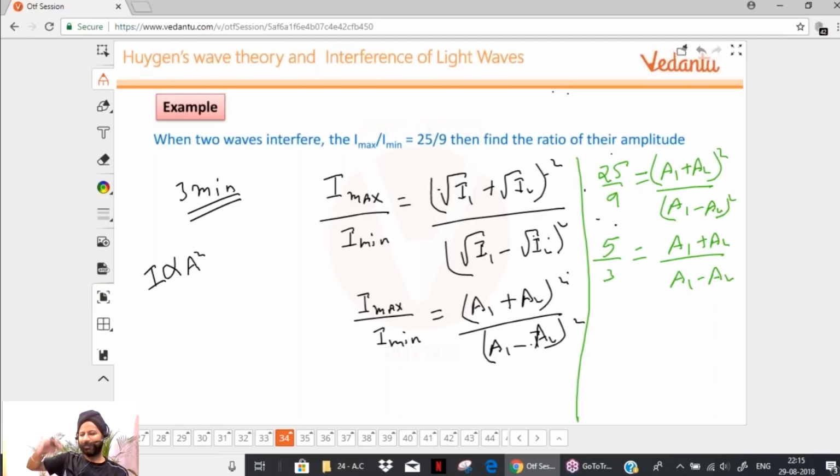Now you can use proportionalities here, but I understand not many students will be familiar with that, so I would rather do the easy way of cross multiplication. 5A1 minus 5A2 is equal to 3A1 plus 3A2. Bring A1 to one side and A2 to the other side. So A1 goes here, this becomes 5 minus 3, which is 2A1, is equal to 5A2 plus 3A2, which is 8A2. So A1 by A2 is 4 by 1, or 1 by 4, depending on how you look at it.